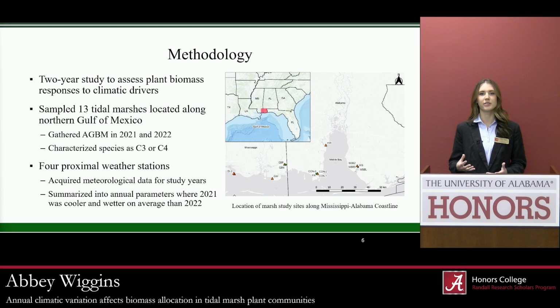What this study actually is, it was a 2-year study conducted along the northern Gulf of Mexico. We looked at 13 sites, or tidal wetlands, and then within those sites we looked at 3 plots. And we gathered above-ground biomass in 2021 and 2022. With that above-ground biomass, we then sorted it into different species, and then we sorted those species by whether they have a C3 or C4 photosynthetic pathway.